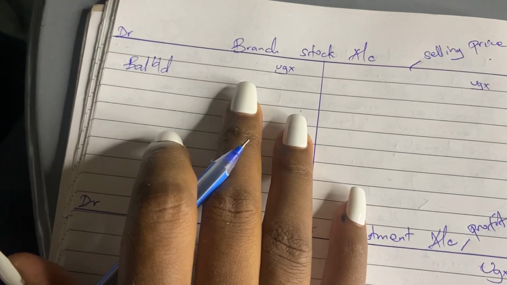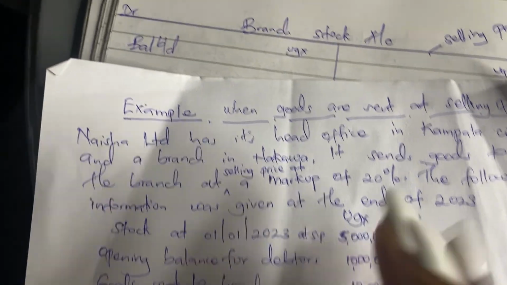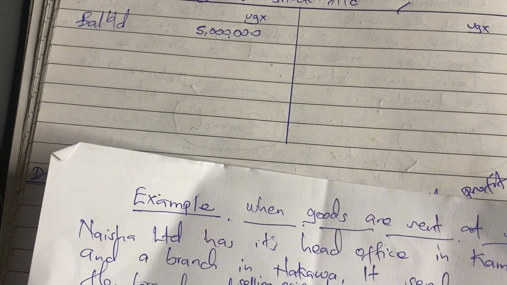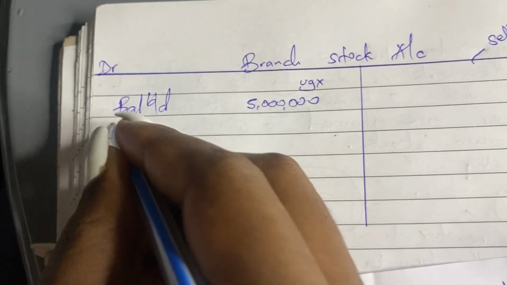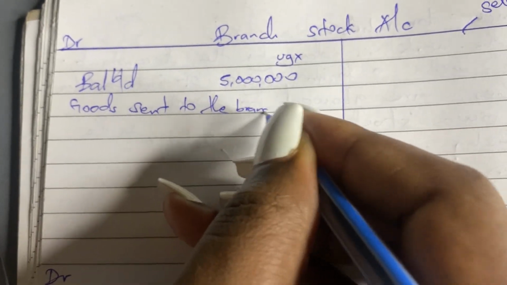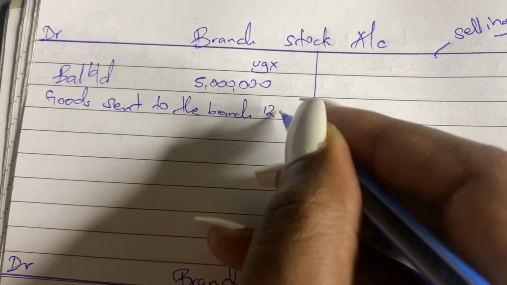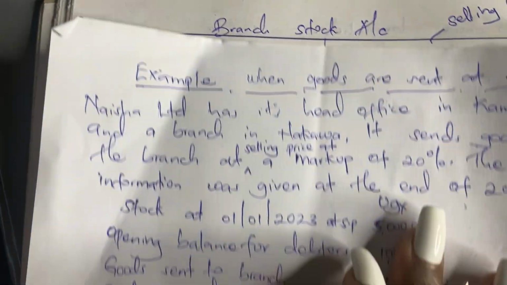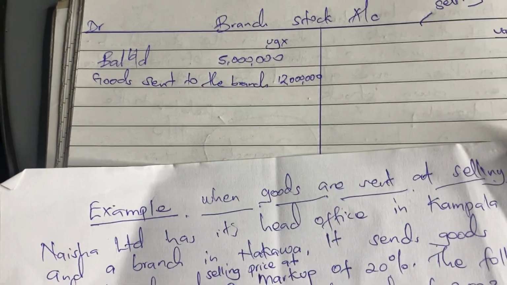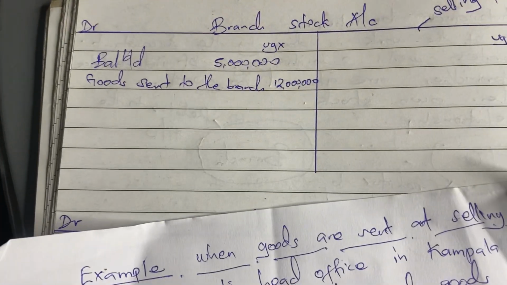So we shall start by balance brought down. Selling price is what was given in the question. The stock 1st January 2023 is 5 million. Then we have goods sent to the branch, 12M. Then we have returns from customers, the things that are supposed to be on this side. In case you don't remember, you can look at the formatting of branch accounts for centrally controlled branches. Goods returned by customers is 800k.